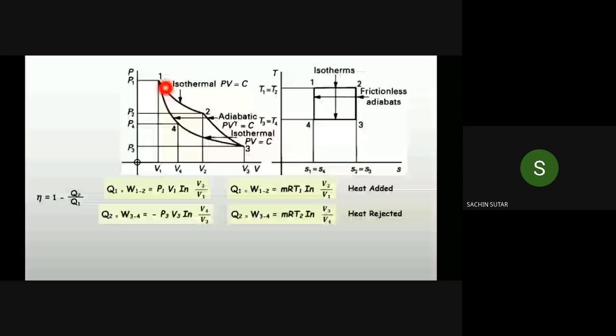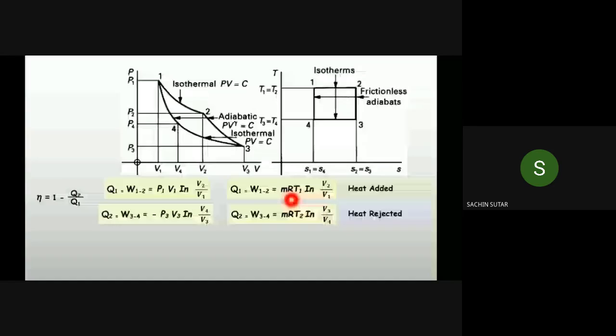Heat is added in process 1 to 2. Therefore, the heat supplied to the cycle, we can call it Q1, and it is equal to the work, because by the first law of thermodynamics, Q is the integral of dW. Whatever heat is supplied, the same amount of work is obtained, during isothermal expansion, and that work obtained in 1 to 2 is given by the equation P1 V1 ln of V2 by V1, with PV equal to RT.